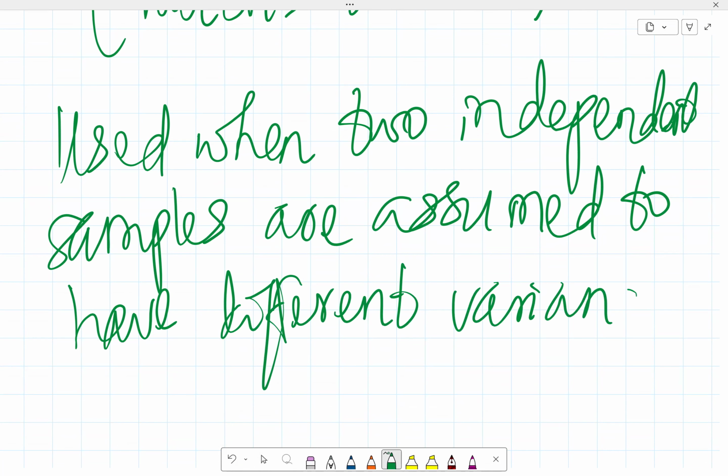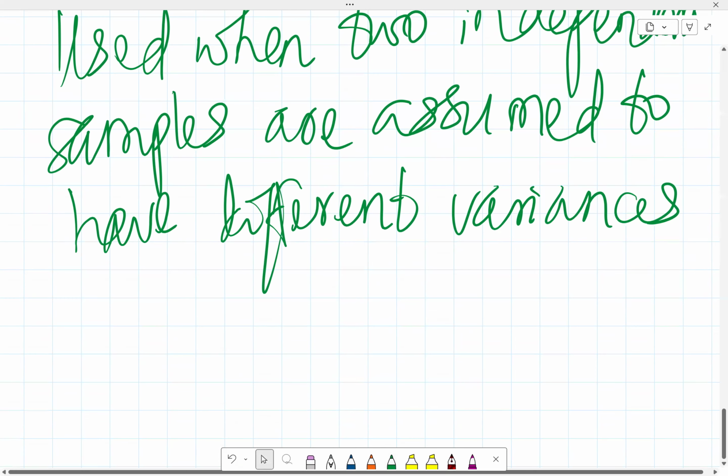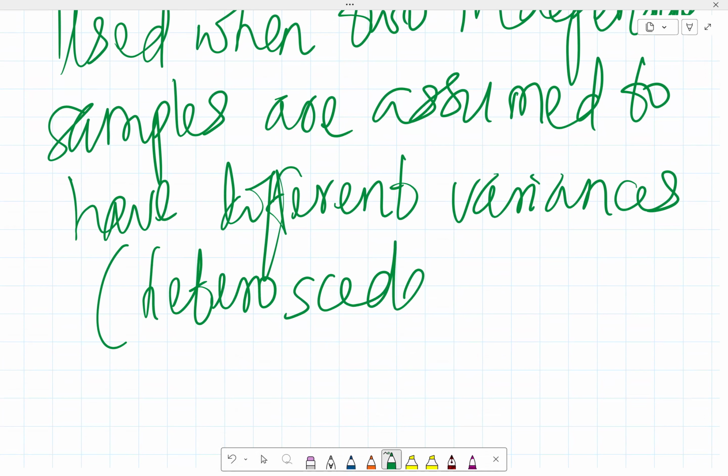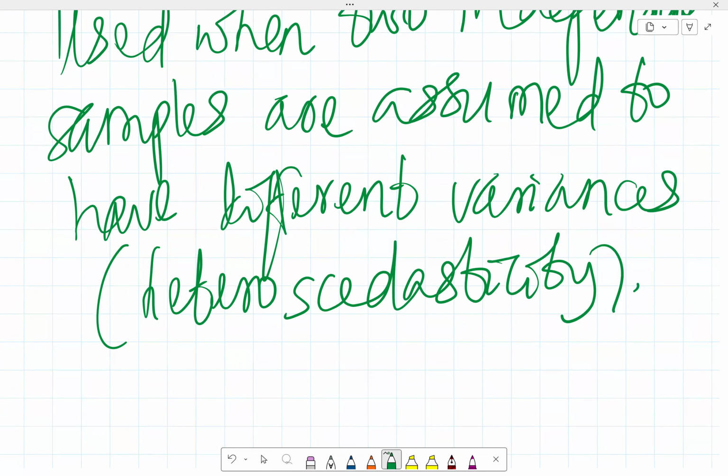So if same variance is known as homoscedasticity, different variances will be known as heteroscedasticity. So the purpose is to test whether two independent samples come from populations with equal means without assuming equal variances. An example is comparing the effectiveness of two different fertilizers on plant growth when variability differs, right?